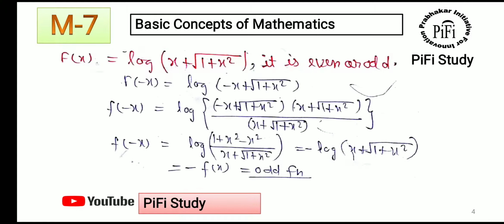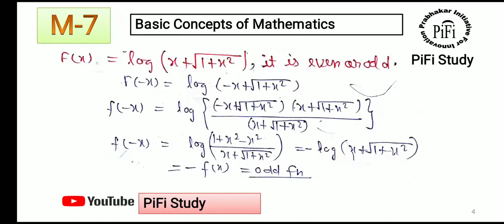Same thing, replace x by minus x, then f(minus x) is equal to log of minus x plus root of 1 plus x square. So don't just put only minus x, do some mathematical calculation. So log, multiply this term. f(minus x) is equal to log of minus x plus root of 1 plus x square.